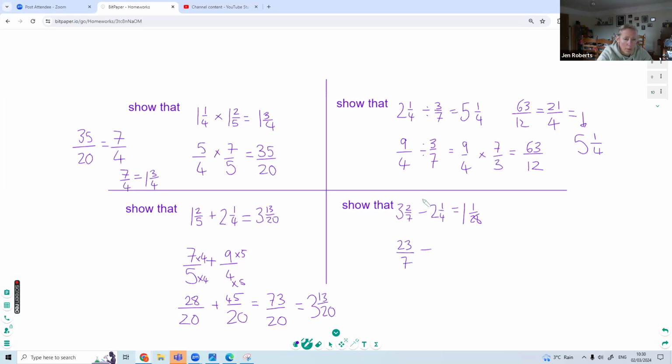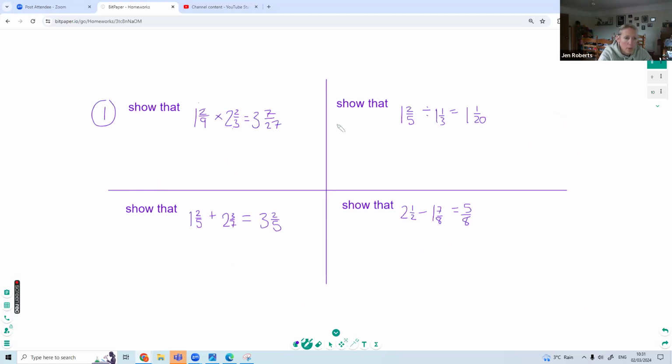Change them into improper fractions. Lowest common multiple. 63. 29 over 28. 28 into 29 is 1, remainder 1. Okay, so just to finish off, can you have a go at these 4 questions, please? Put me on pause and pause when you're done.